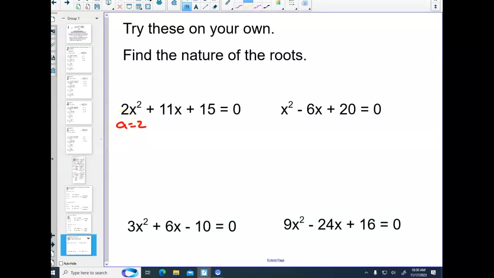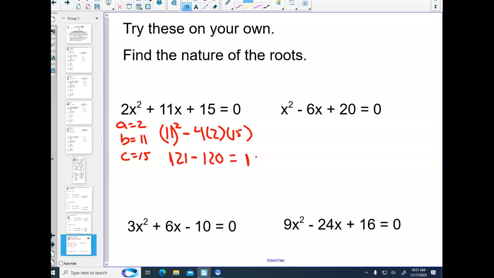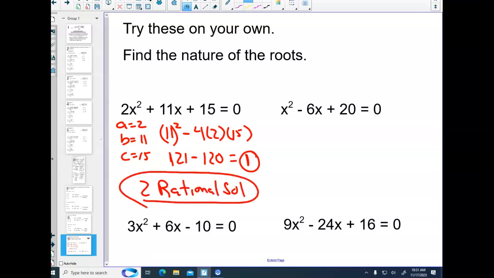My A is 2, my B is 11, and my C is 15. So it's 11 squared minus 4 times 2 times 15. That's 121 minus 120. Can we agree that 1 is a perfect square? Right? We can take the square root of that, so we get 2 rational solutions. And that's our answer.